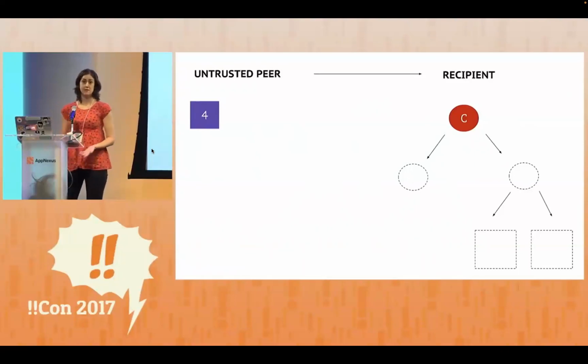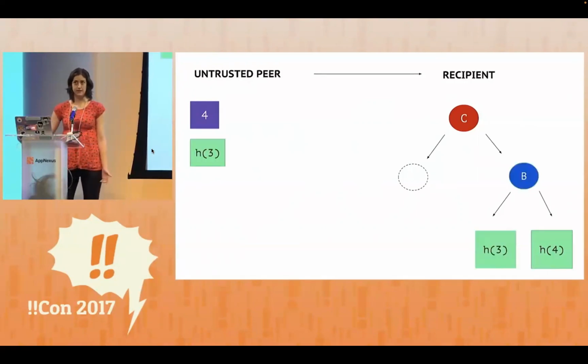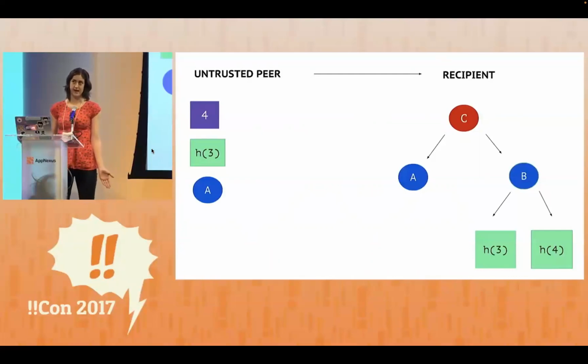Well, it turns out it's not very much data at all. We already have the number 4, so we can determine the hash of 4. We'll need the hash of 3 so that we can calculate B. And finally, we'll need the node A so that we can calculate the root hash. And again, we see that we got the root hash that we expected to, so we know that indeed the number 4 belongs in this tree.